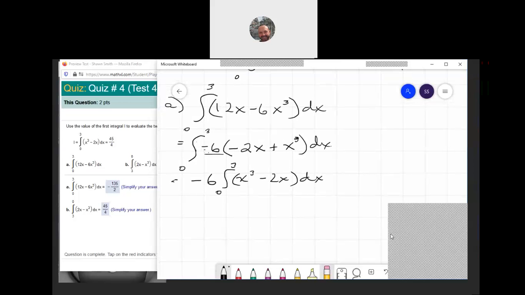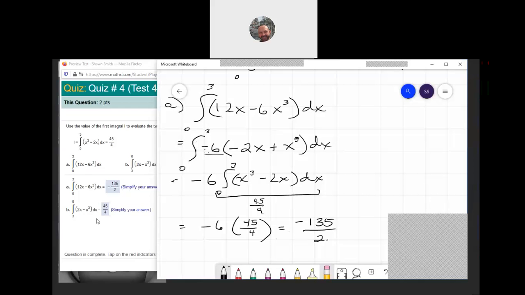-6 times that. That will give you the -135/2. Okay. So that's how you do that one. Now you can see 2x minus x cubed. Okay. You can take out the negative.